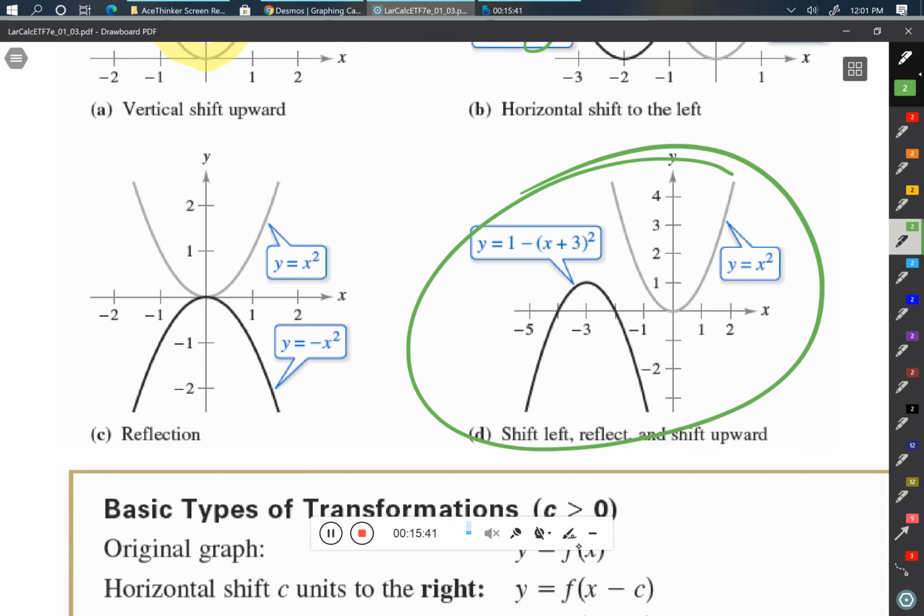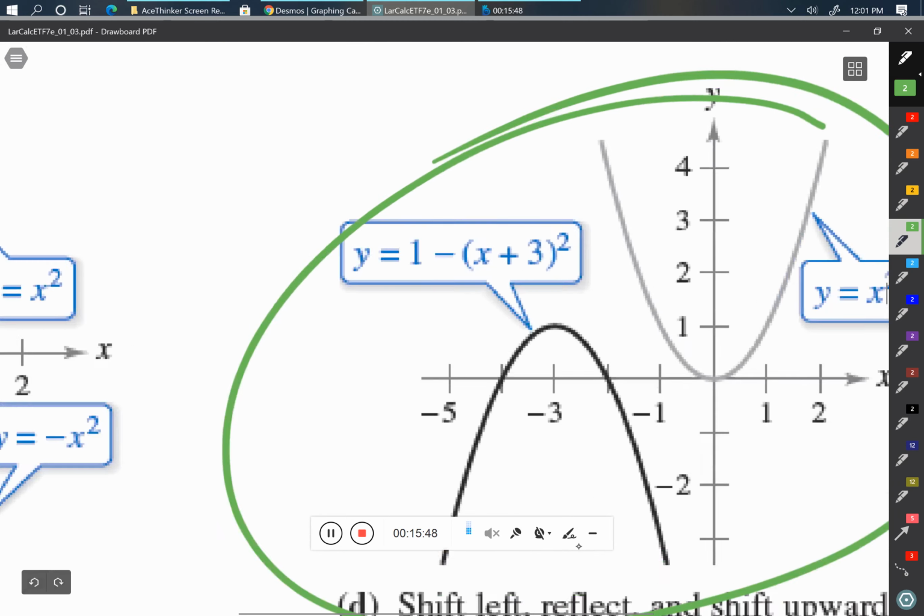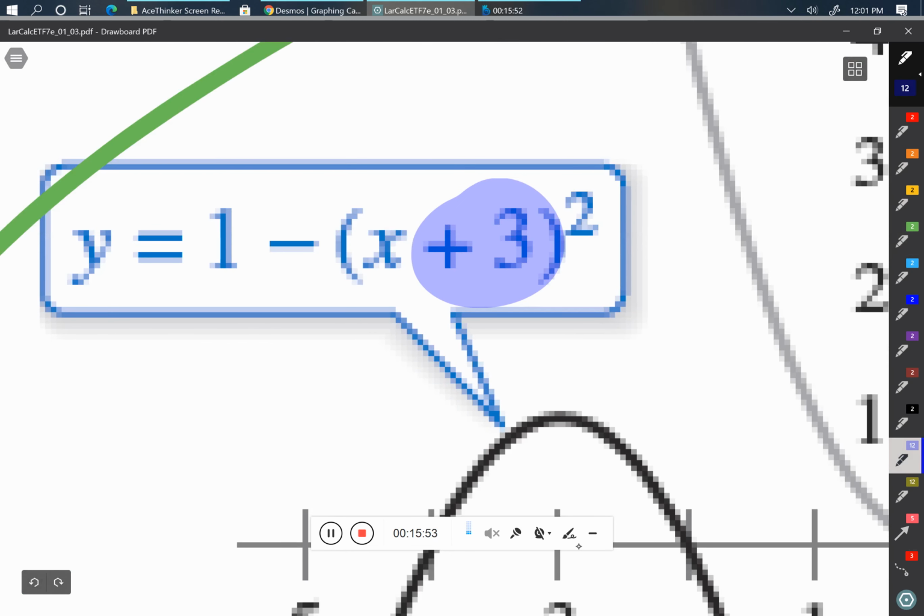Remember that transformations occur according to the order of operations. So if you were to evaluate this function, the first thing that you would do is add that 3. That means that the horizontal shift happens first. The next thing in terms of transformations, obviously the squaring is the next operation, but the next transformation is that negative, which means you would flip it upside down. And then the last thing that you would do is add that 1, which is that vertical shift.